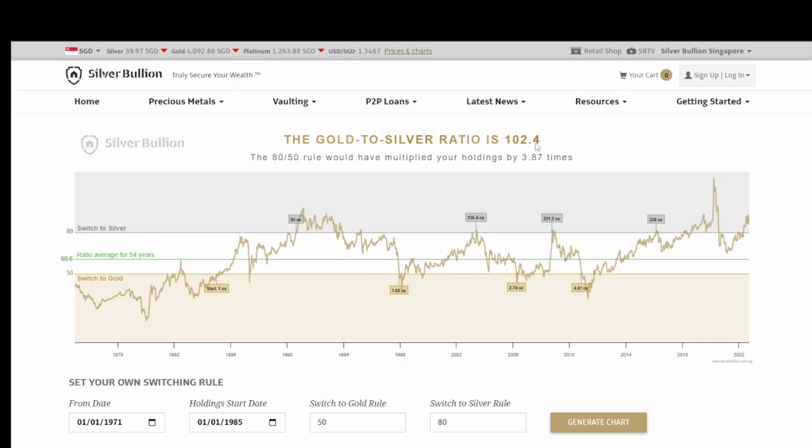So yeah, do let me know what you guys think about the gold to silver ratio. Is it something that you guys will use when it comes to investing in precious metals?